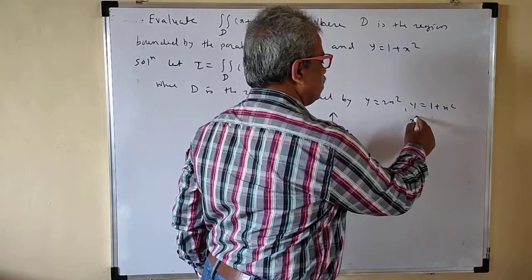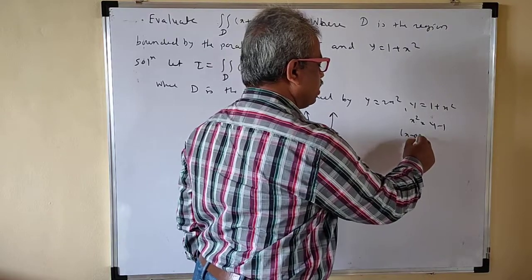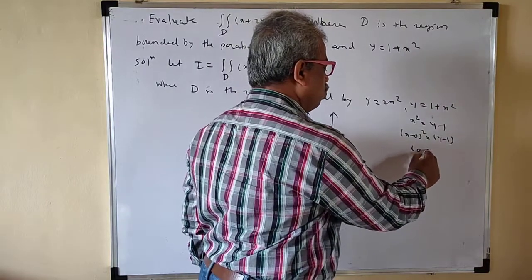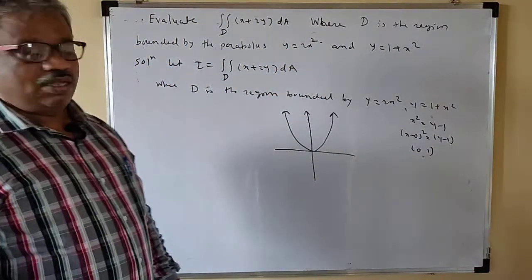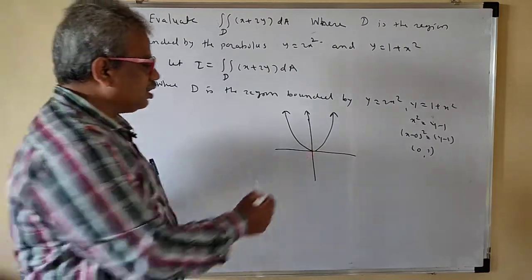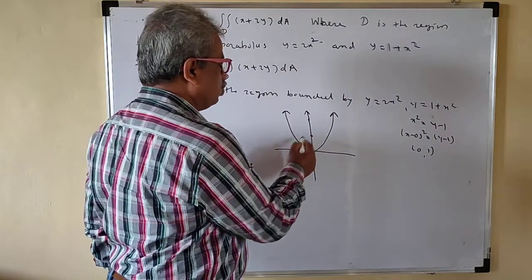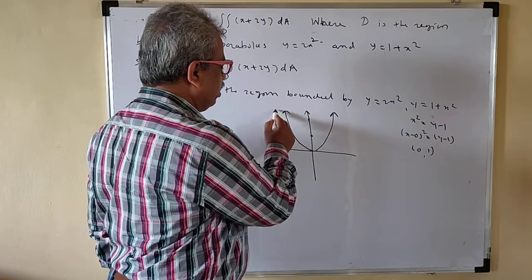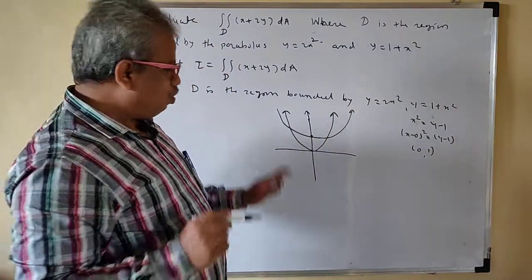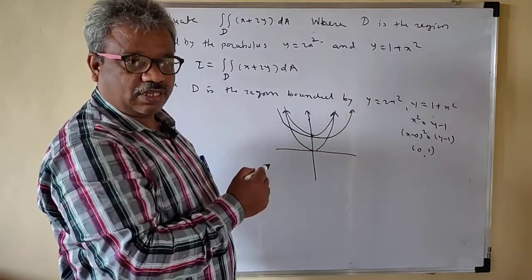I can write y = 1 + x² as x² = y − 1. This is also a parabola, of the form (x − 0)² = (y − 1), which means the vertex is at (0, 1). For the first parabola the vertex is (0, 0). For this parabola your vertex is now (0, 1), and the parabola opens upward like this.